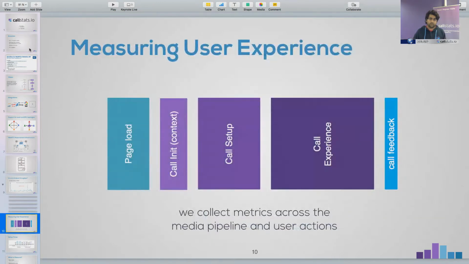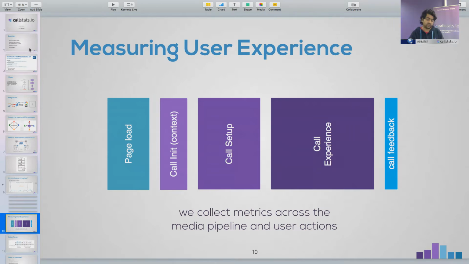So going back to CallStats.io, and why we measure user experience and how we measure it. The main thing is that we measure the user experience from start to end. That means from the time the page loads, and you press a button to maybe initiate the call, or when the page loads, you're already in a call. We measure all that part of it. Then we try to measure the call setup time.